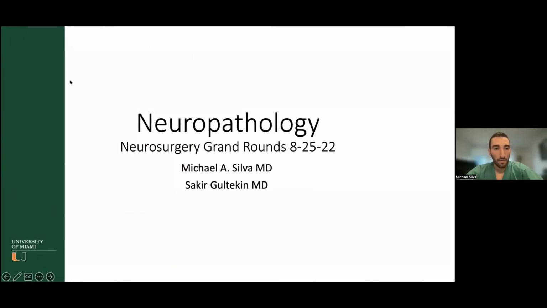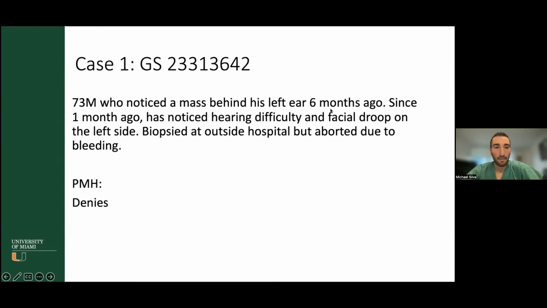All right, so for neuropathology week or day, we'll be getting started here. First case, this is a 73-year-old man who noticed a mass behind his left ear about 6 months ago, and since about 1 month ago has had hearing difficulty and facial droop on the left side. This mass was biopsied at an outside hospital, but aborted due to the bleeding, with no significant pathology obtained. And the patient denies any past medical history.